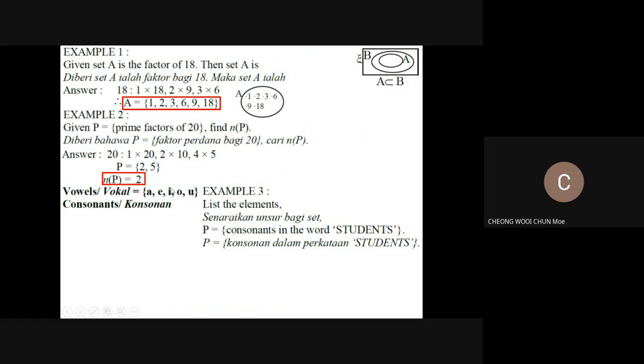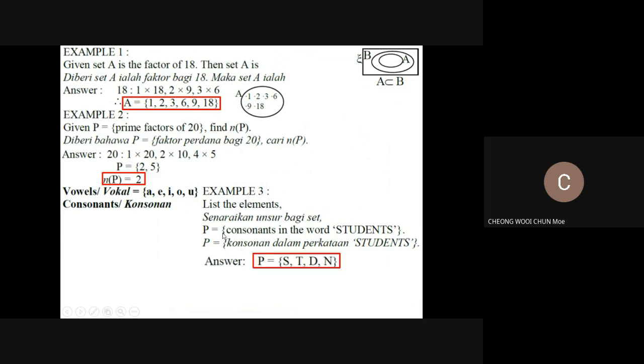Vowels, okay, you must remember what is vowels and consonants. So remember the vowels. Vowels are A, E, I, O, U. So the rest will be consonants. That means B, C, D, F, G, H, J, K, and so on, until Z.